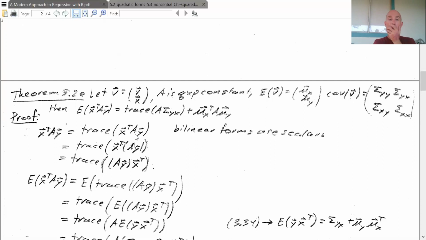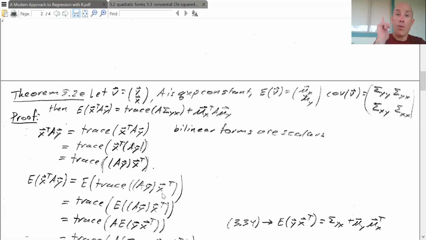Now, think about this for a moment. If I'm taking a trace, inside the trace operation, I can switch the order. Matrices commute inside the trace operation. So I can change it to AY, then X transpose. I'm just switching the order of AY and X. Okay, so if I take the expected value of both sides, the expected value of the bilinear form is equal to the expected value of the trace of AY times X transpose.